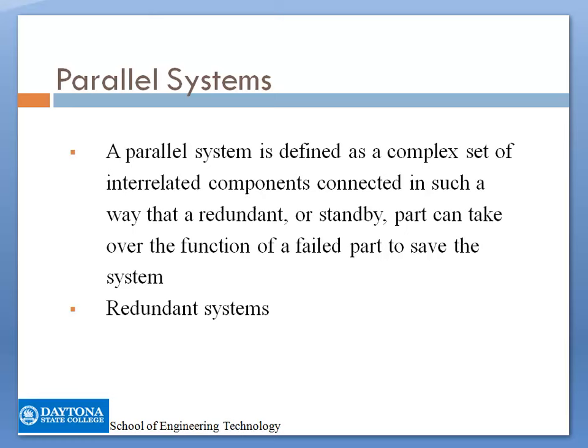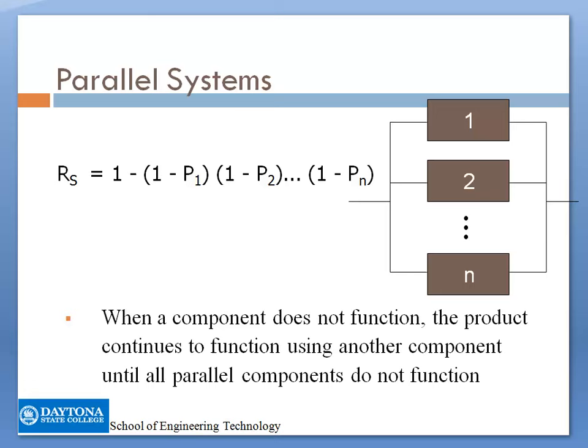The other type of systems are parallel. And a parallel system is defined as a complex set of interrelated components, and they are connected in such a way that a redundant or standby part can take over the function of a failed part to save the system. When we talk about parallel systems, and once again, if you have taken electronics, you will see this. If one component fails, your system can still work. The only way for the system to fail is that all the components fail. So in a parallel system, you will see that the components are arranged in a different way.